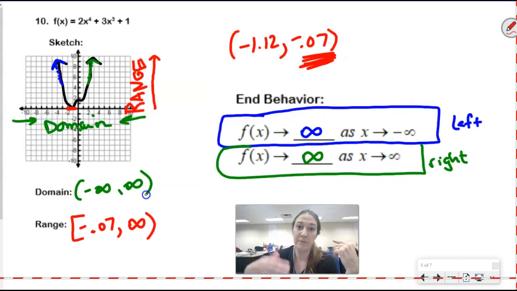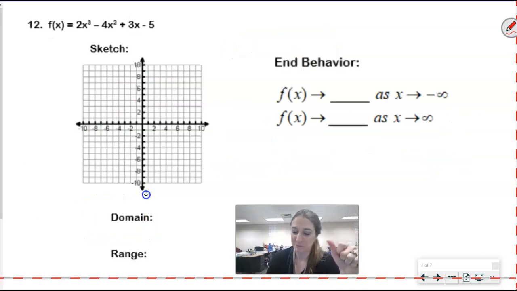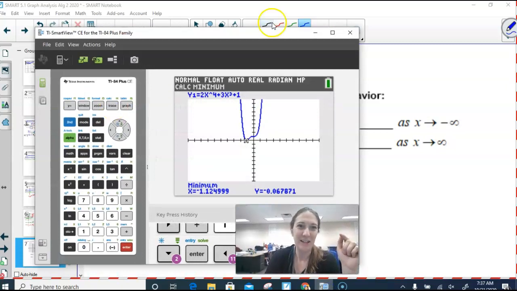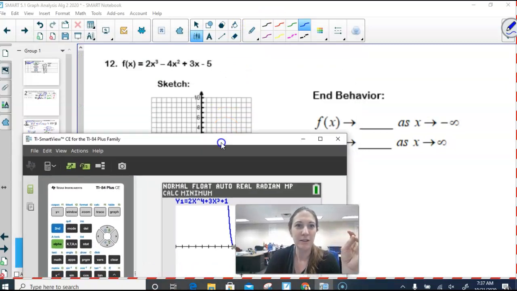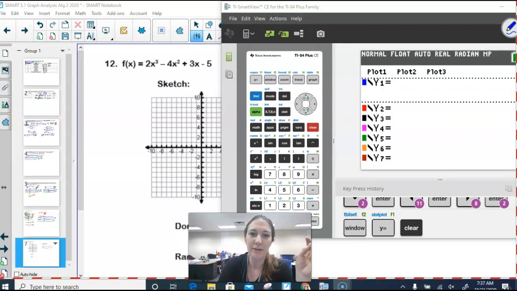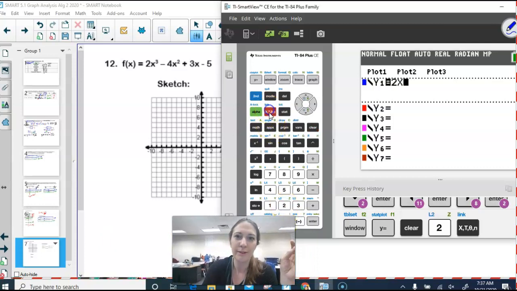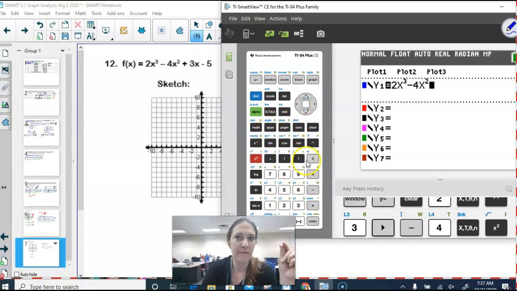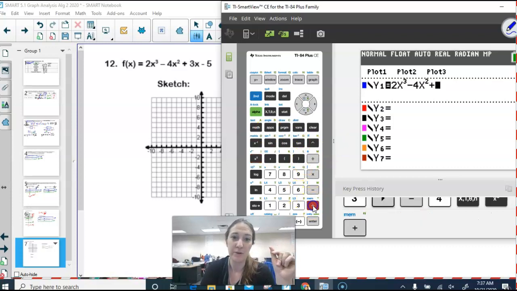So, that was fun, right? There's one more question. We're going to kind of use technology, and then I'll tell you why this next question is my favorite question. So if I typed this function in, where are we at? 2x to the third, 4x squared. I'm not going to remember that. All right. 2x to the third minus 4x squared. So I can tell we have a cubic function with a positive coefficient.